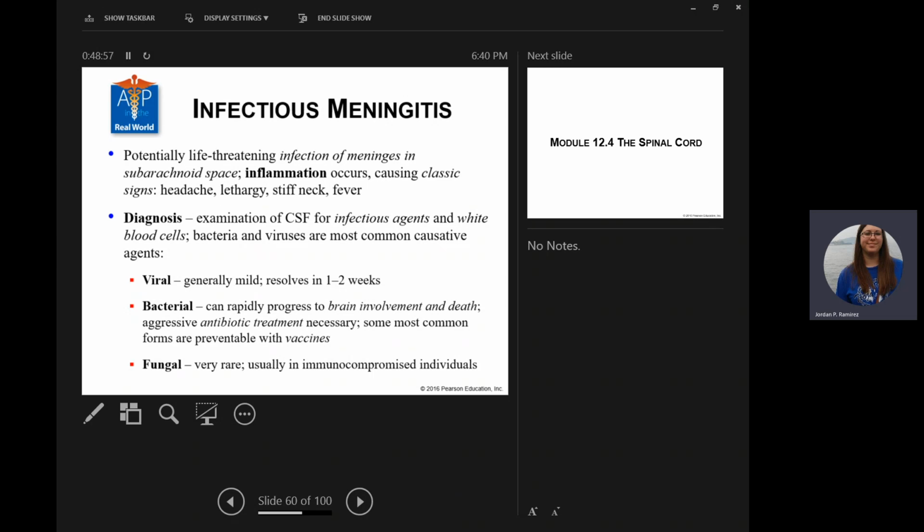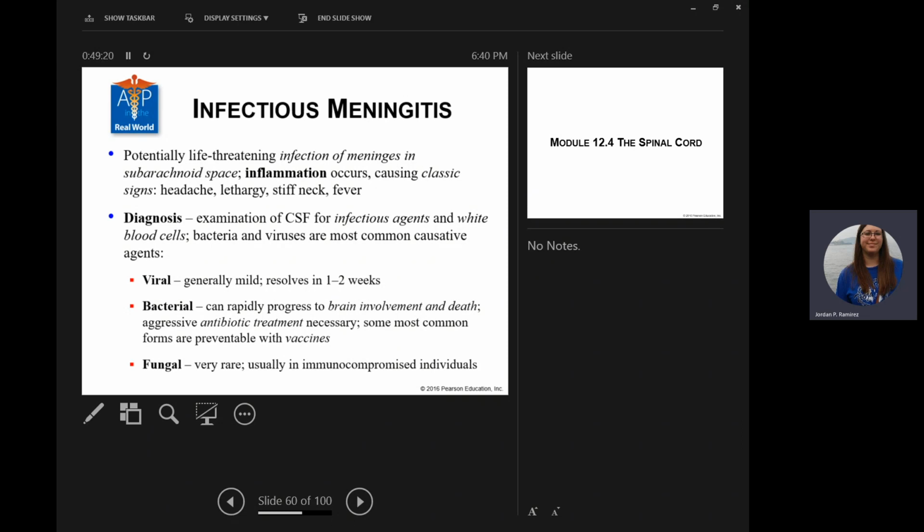All right, so viral infectious meningitis is generally mild and resolves within 1 to 2 weeks. Bacterial infectious meningitis is the bad ones we think of. It can rapidly progress to the brain, and a lot of times involves death. You have to have an aggressive antibiotic treatment, and some common forms are preventable with vaccines.